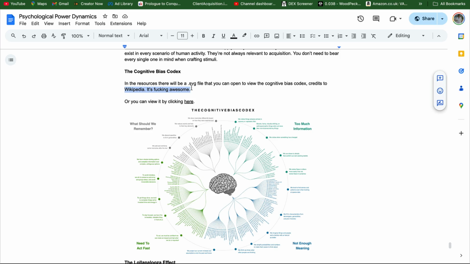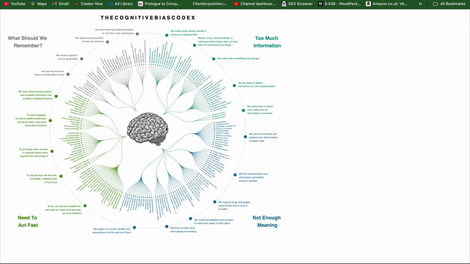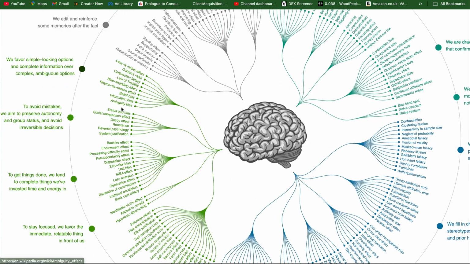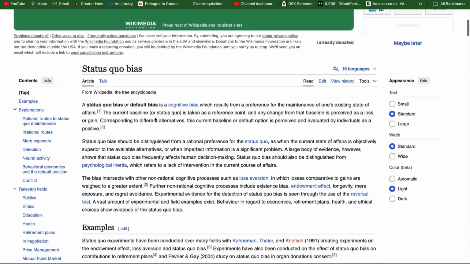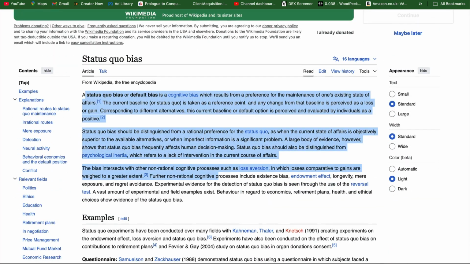Credits to Wikipedia. This is actually really sick. Or you can just view it by clicking here on this doc. And in this, you'll be able to look at even more cognitive biases, aka heuristics that we've just discussed, right? I mean, look at this. It's amazing. You can zoom, you can go status quo bias. Boom, what we just discussed. It's really sick, right?